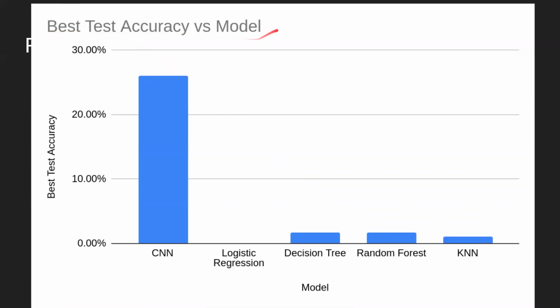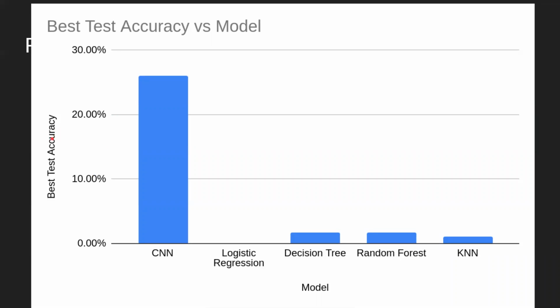As you can see, after we ran the machine learning with these 5 models, the one with the highest accuracy is the CNN model, with around 26% accuracy. And as you can see, the accuracy of the others is around 1%.